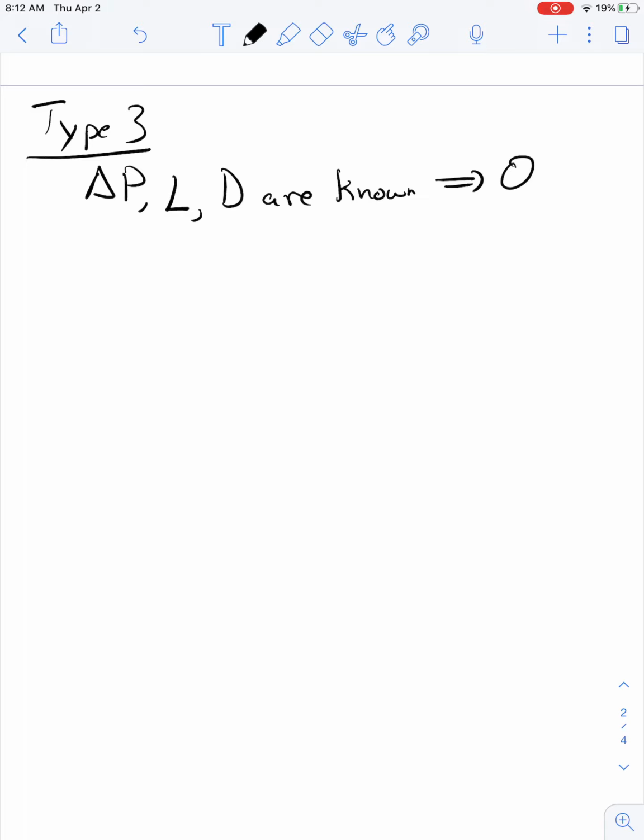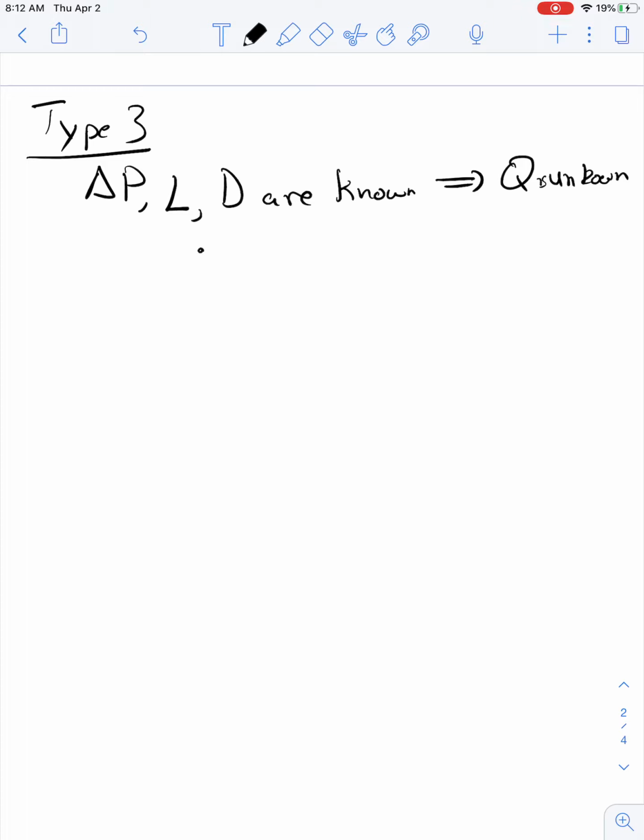For type 3, in this case, again, we're going to know delta P. We'll know the length of the pipe and the diameter. These are known. But our flow rate Q is unknown. Now, how are we going to do this one? This one's a little bit trickier, but not too bad.